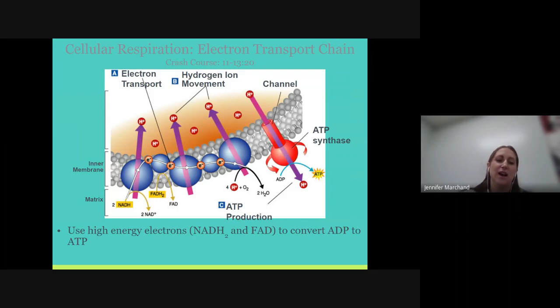So this is where the high energy electrons of NADH and FADH2 are going to convert ADP into ATP, which we're going to use for energy. Okay, and then oxygen is going to serve as the final electron and hydrogen acceptor to help form water.